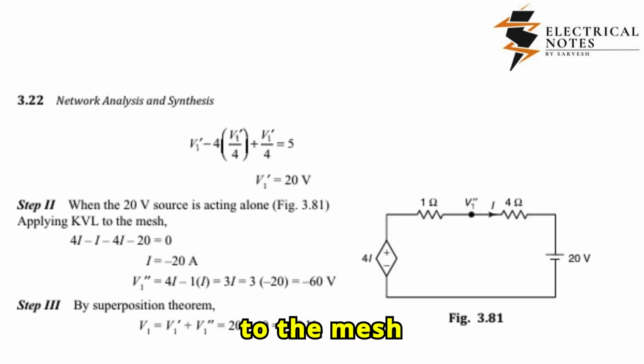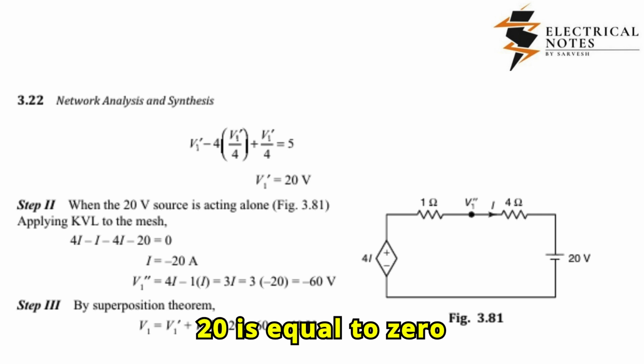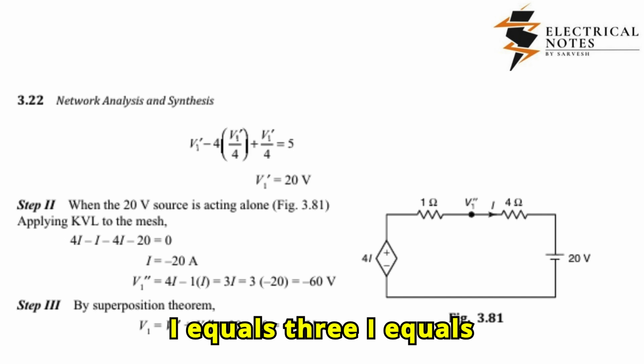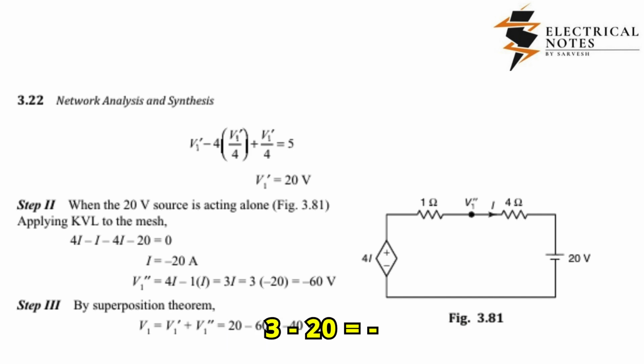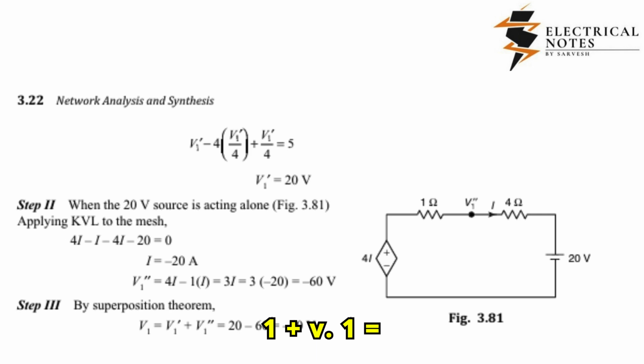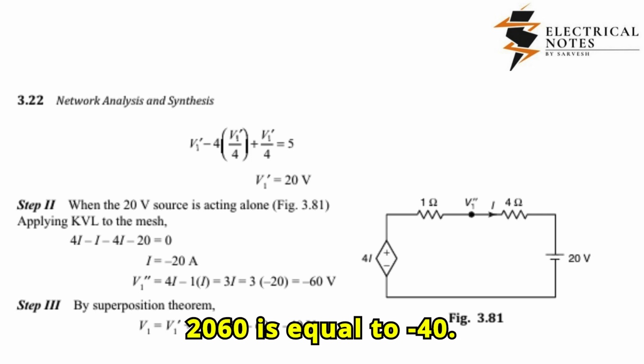Applying KVL to the mesh, I equals minus 20A. V1 equals 4I, which gives minus 60V. Step 3: by the superposition theorem, V1 equals V1' plus V1'' equals 20 minus 60, which is equal to minus 40V.